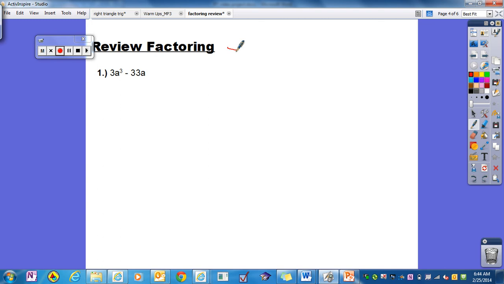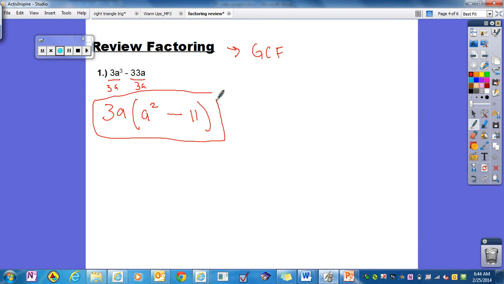Now this type of factoring is the GCF. So what you want to do is figure out what these two things have in common. When you look at 3a cubed and 33a, they both have 3a. When you take out a GCF, you're dividing both of those terms by what they have in common. So when you divide 3a cubed by 3a, you're left with a squared. Bring down your minus, and then 33 divided by 3 is 11, and a divided by a is just 1. So you're left with 3a times a squared minus 11.